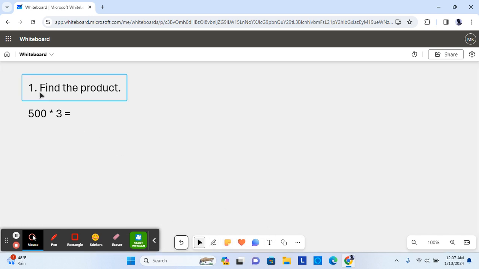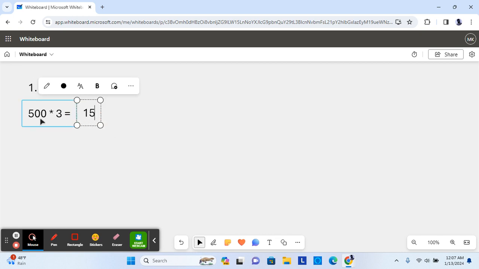So basically, for example here, you have to find the product. You have to multiply 503. So first you have to multiply 5 and 3 normally. That would give you 15. And there are two zeros in this entire equation. So there's going to be two zeros. That would give you 1500 as your answer.